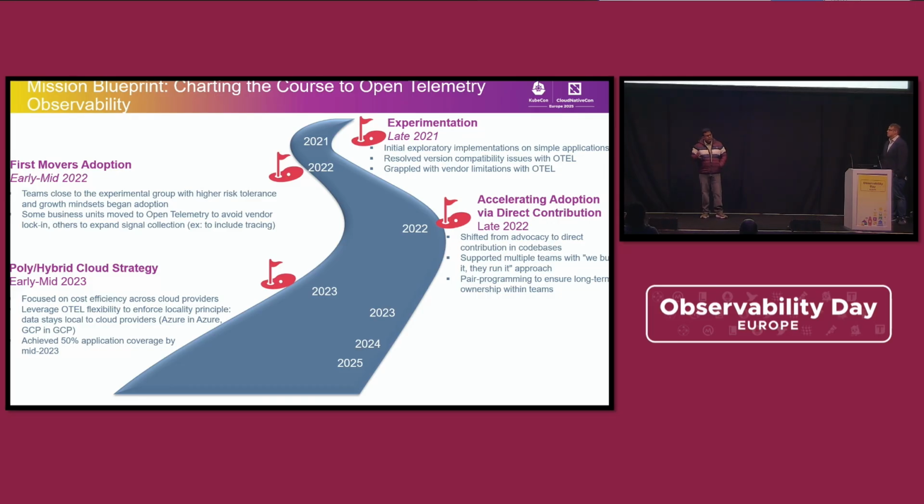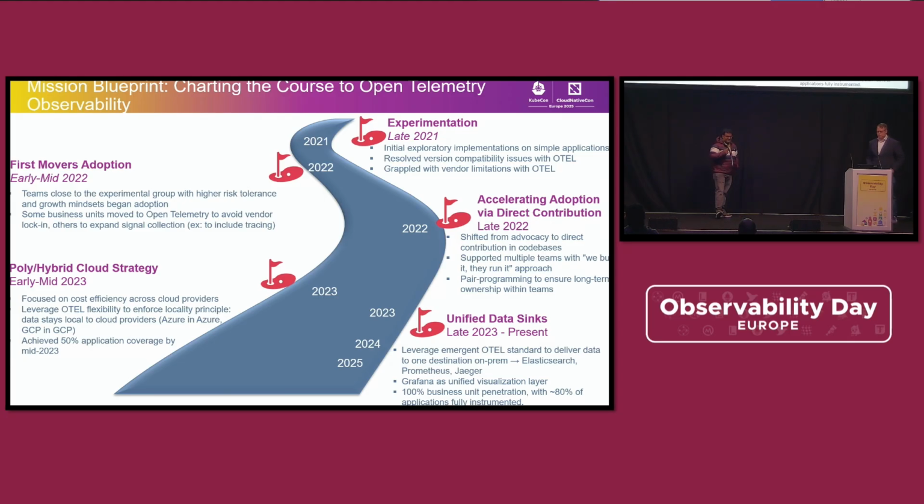So in mid 2023, we focused on cost efficiency across cloud providers. And we leveraged OTEL to enforce the locality principle, right? Because we started seeing that if your application is sitting on cloud A, then all the data will be sitting in cloud A only. So we used the locality principle. In mid 2023, approximately 50% application coverage was there, right? This is well over 1,000 applications. Yeah. And Aftab is there making pull requests, writing stuff, getting into code.